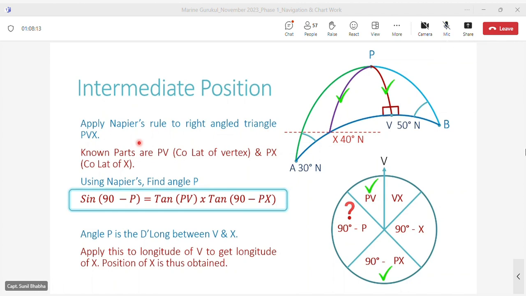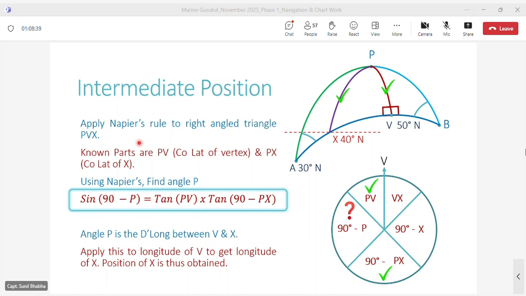Sir, one more doubt. Sir, in this case, can we find XV, like the side, and then departure is equal to, D long is equal to departure upon MLAT? Will that be correct also? No, beta, no. XV is not the departure. XV is the great circle distance between X-ray and Victor points. It is not the departure, beta.